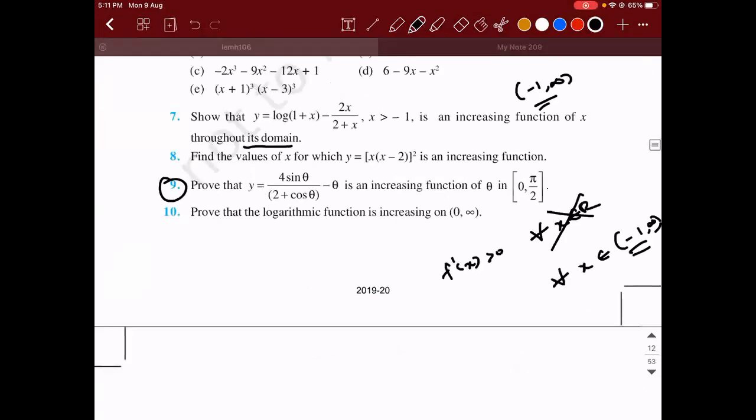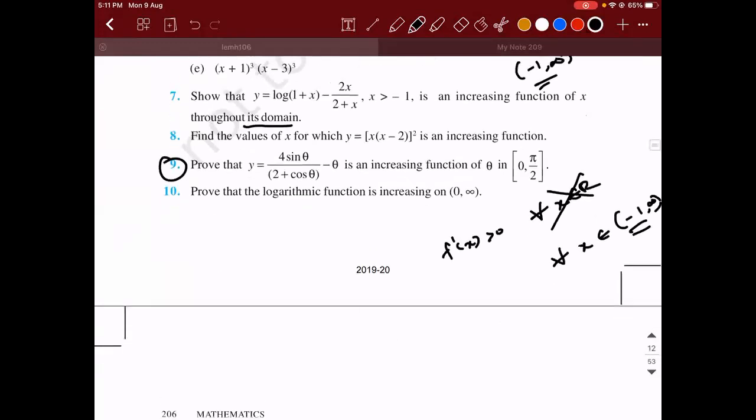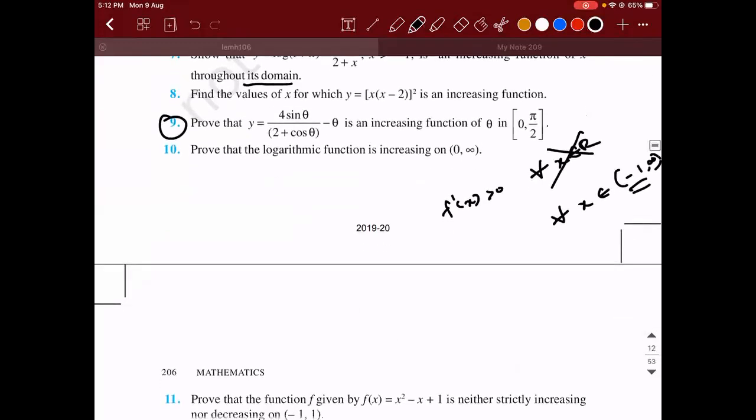But ninth, can you try the ninth one now? Can you at least differentiate? Tell me what is the value. Do it fast. Guys, try this problem.